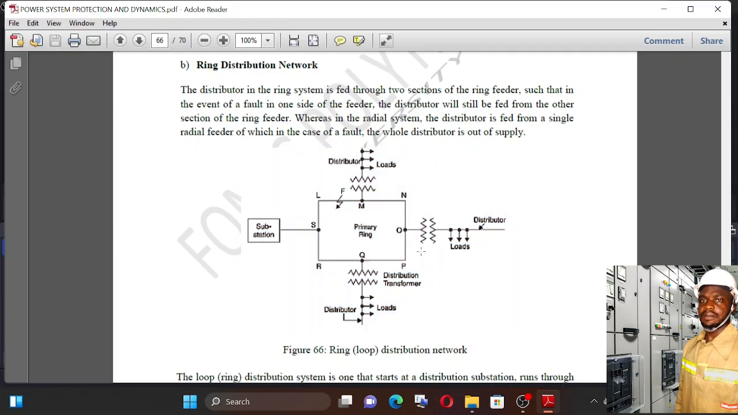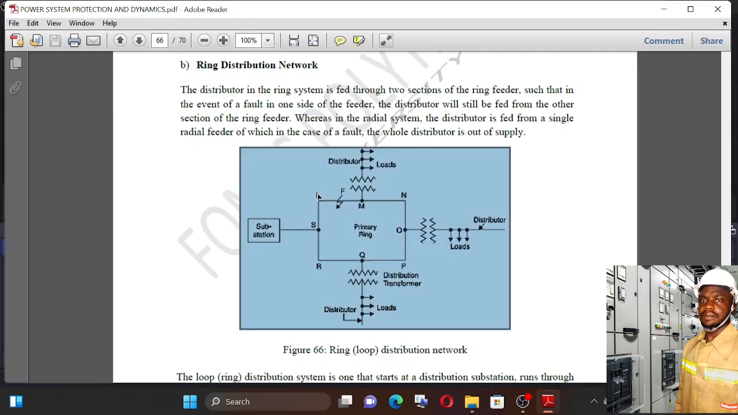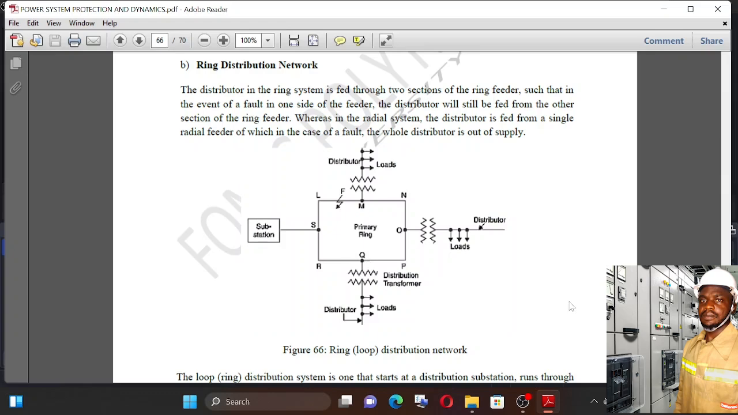Consider that there is a fault on feeder SM. So this place is disconnected, but power will still flow through S, R, O, P, N to M. You see the loads connected are still connected in the network through this other feeder. So that's an advantage of the ring distribution network compared to the radial distribution network.